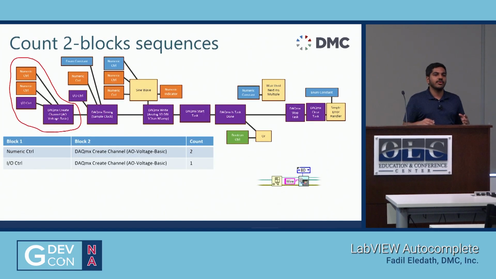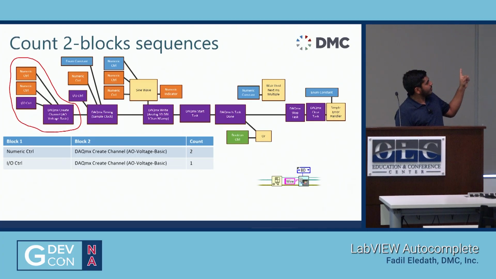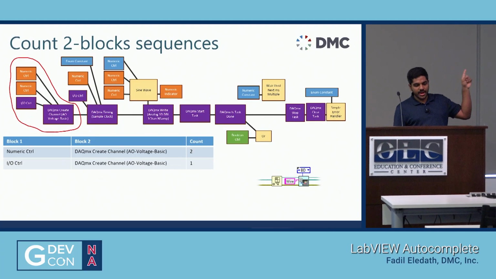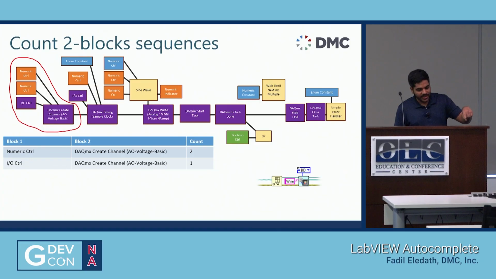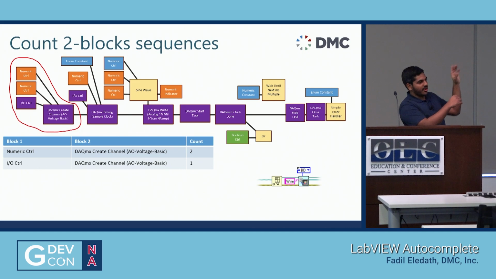Then we start to count 2-block sequences. So you'll see in the top left, we've got a numeric control followed by a DAQmx create channel analog output voltage basic. And you see that again. And then you see an IO control followed by DAQmx create whatever. And so we could turn that into our table. We have block 1, block 2, and the count.